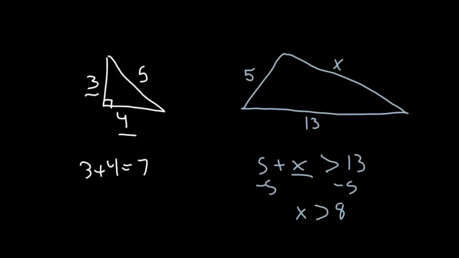So if you're trying to decide which number it is, always pick one that makes your two shorter legs longer than your longest leg.